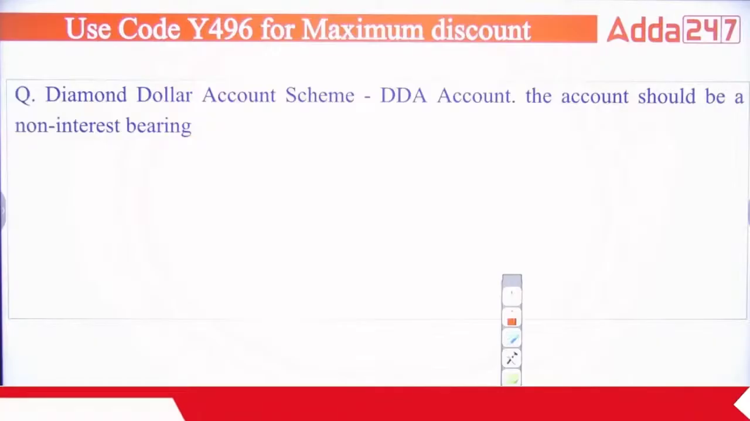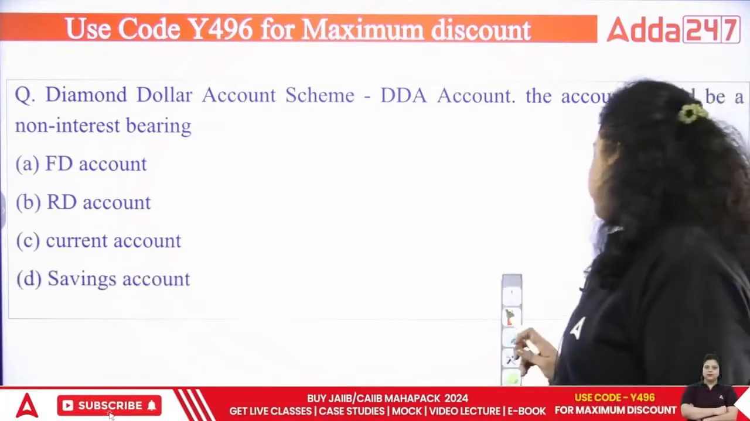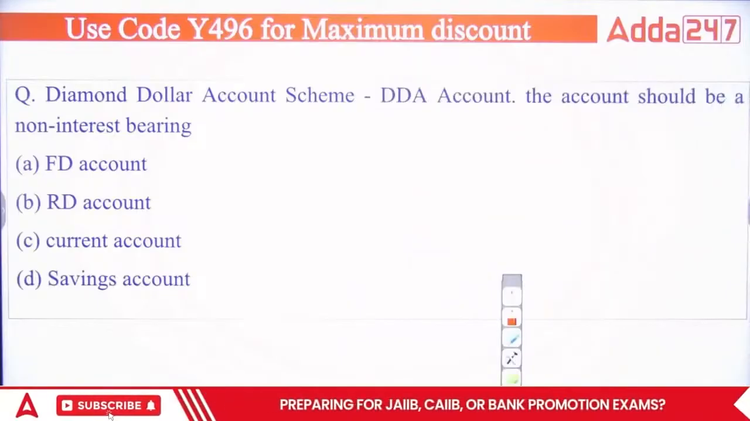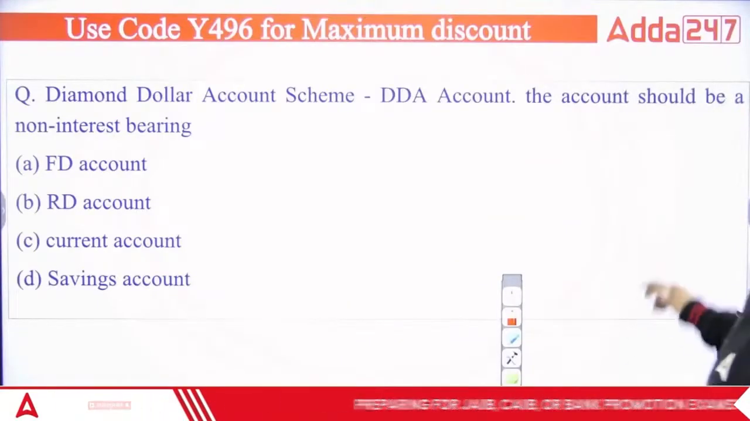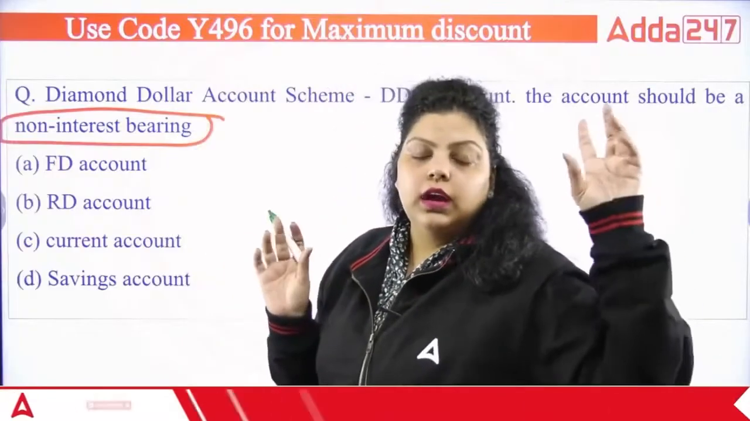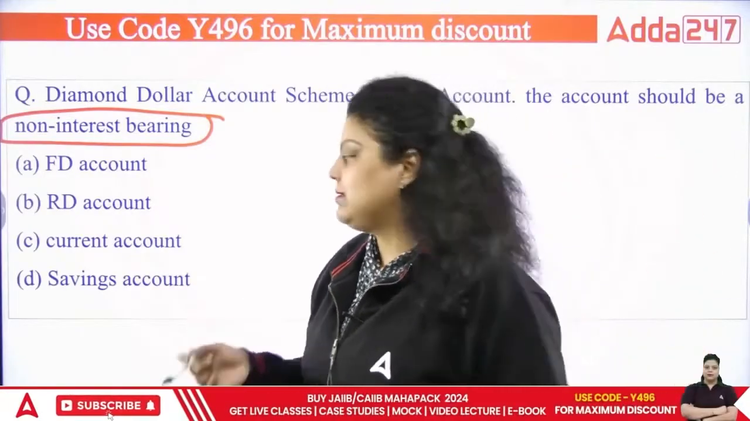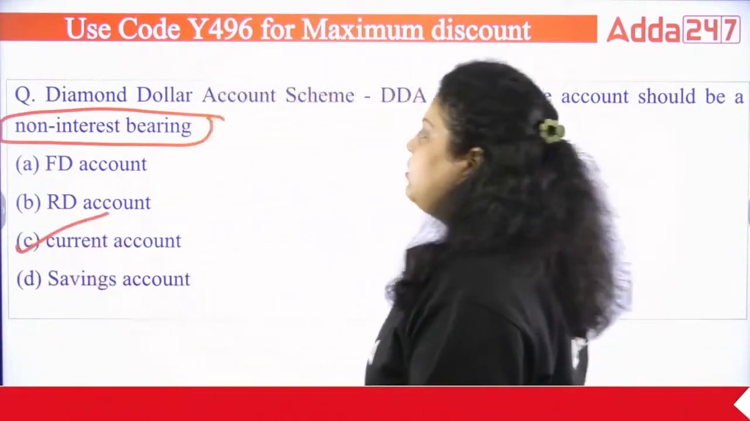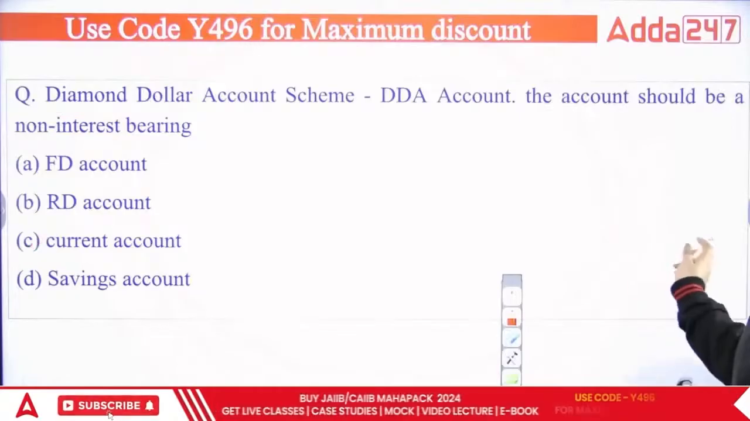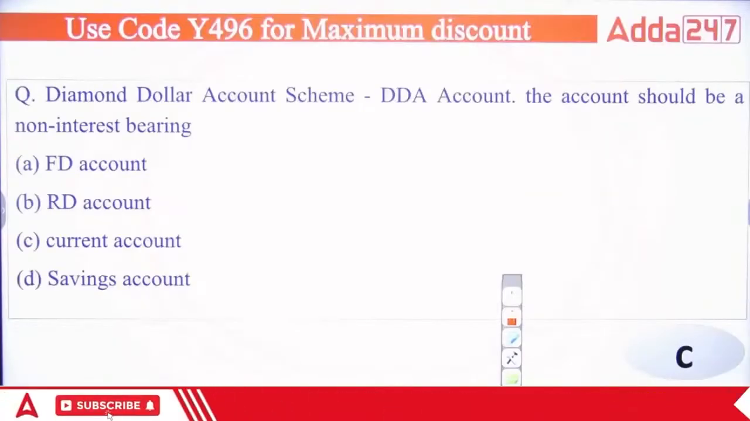Now, in the Diamond Dollar Account scheme, the account should be a non-interest bearing account in which form? It should be an FD account, RD account, current account or a savings account. FD has interest payment, RD also pays interest, and a savings account also pays interest. So the right answer will be C: the account should be in the form of a current account. So the right option will be C.